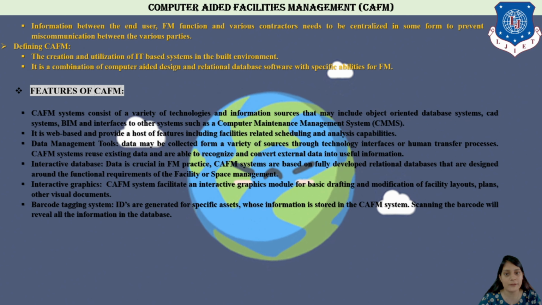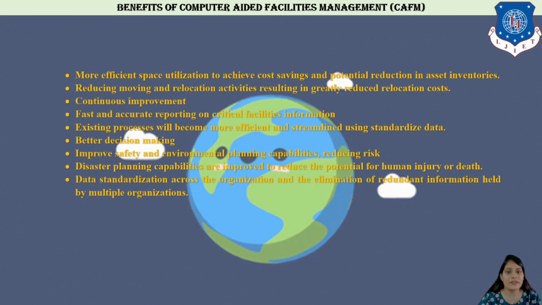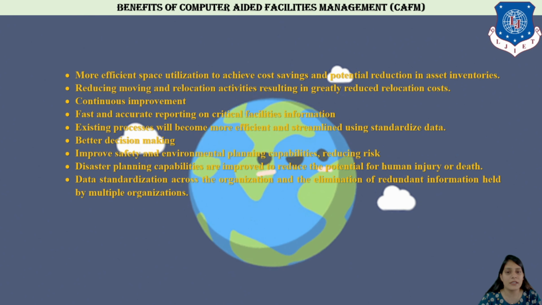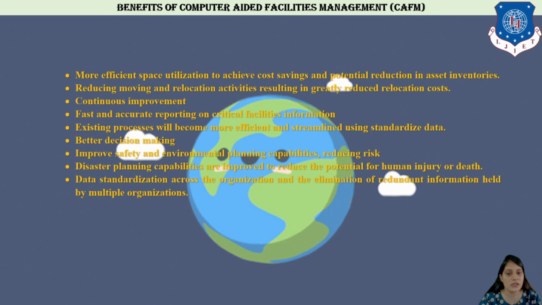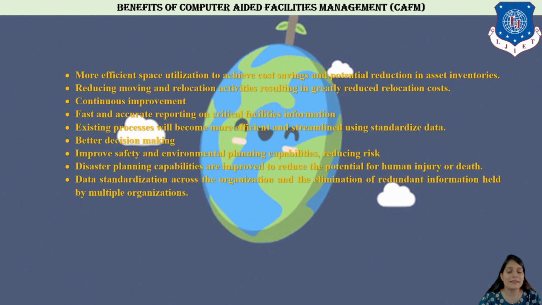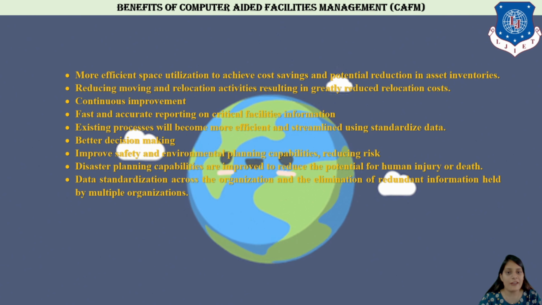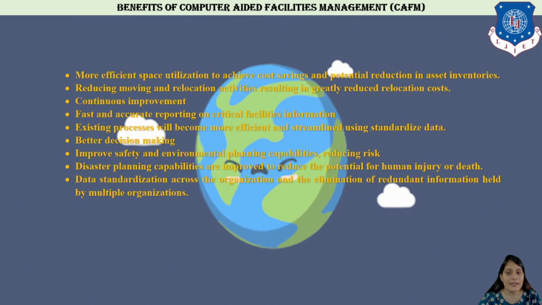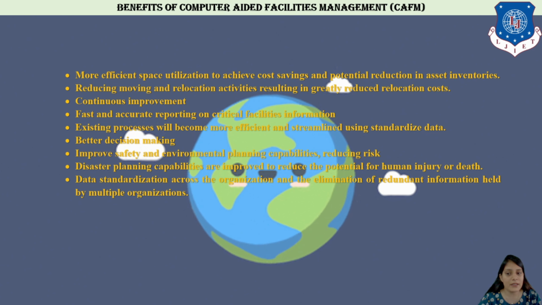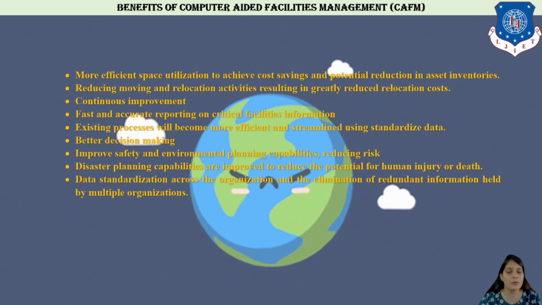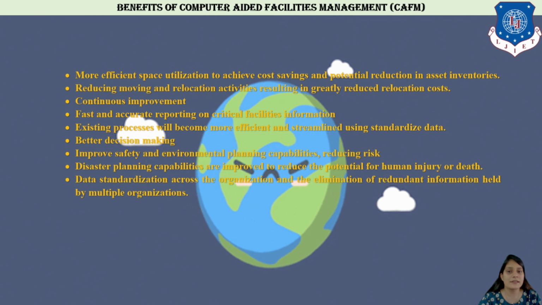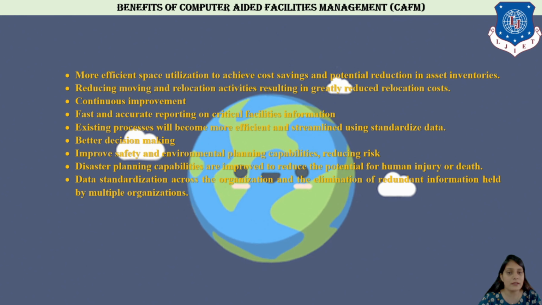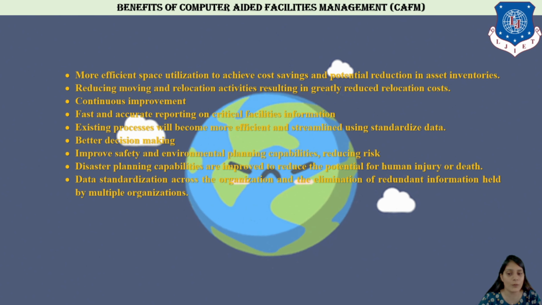Let's discuss the benefits of computer aided facility management. More efficient space utilization to achieve cost saving, and potential reduction in asset innovation. Next, it is efficient to handle. We have a clear idea of what the problem is. Next, continuous improvement can be given. Existing processes become more efficient and streamlined using standardized data. Next, disaster planning can also be done. Better decisions can be made with the help of the software.